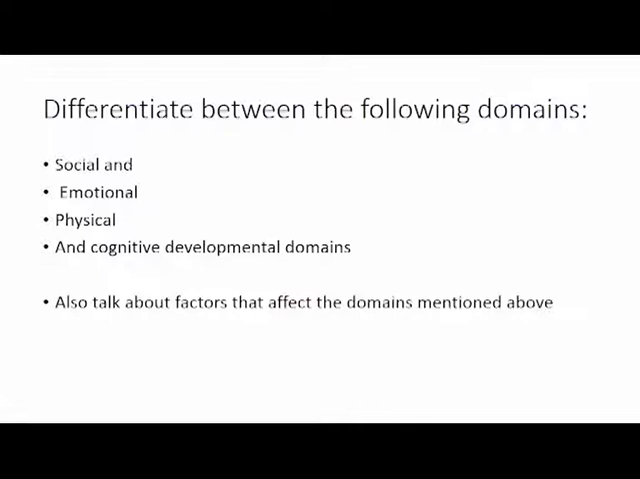So differentiate between the following domains: social domains, emotional domains, physical domains, and cognitive developmental domains. What is each domain all about? Social domains, emotional domains, physical domains, cognitive domain. You should be able to know what each domain represents, and also talk about factors that affect the domains mentioned above. What are those factors that affect those domains?